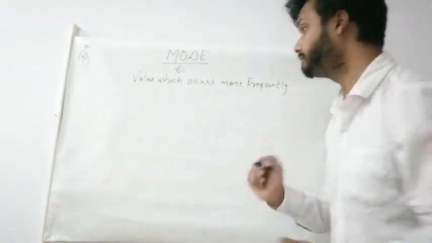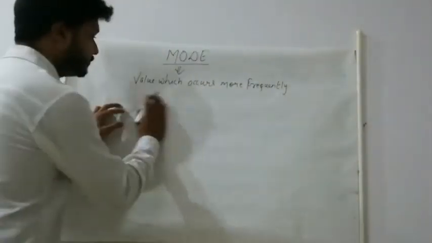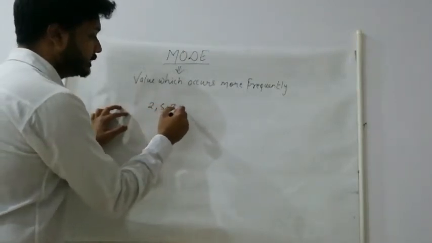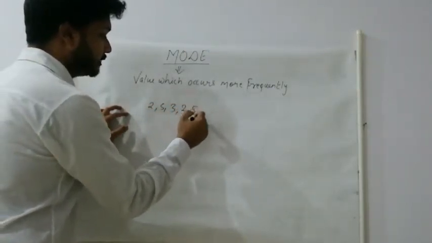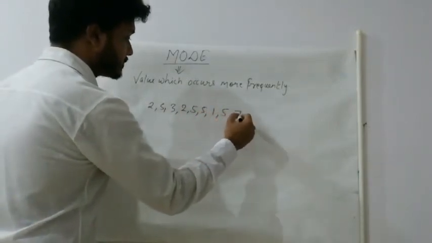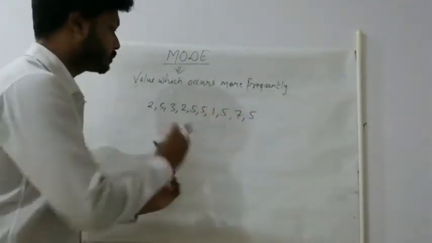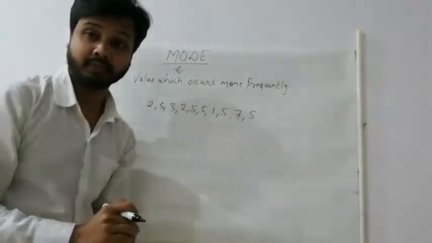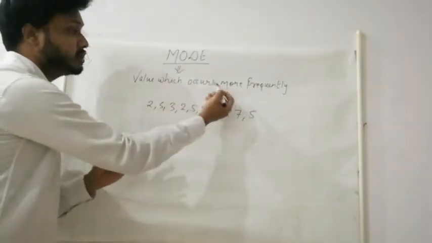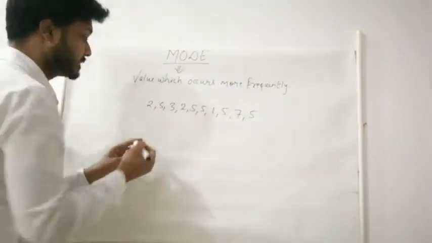For example, if we have a series like 2, 5, 3, 2, 5, 5, 1, 5, 7 and 5. Suppose we have this series, okay? Now what will be the mode? So as per this meaning, which occurs more frequently or for maximum number of times.